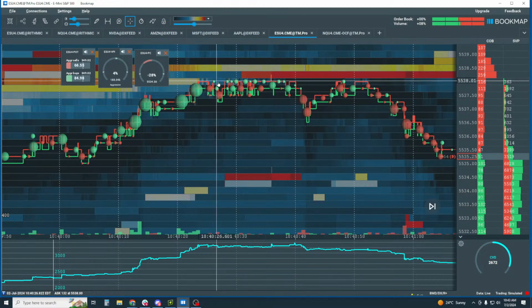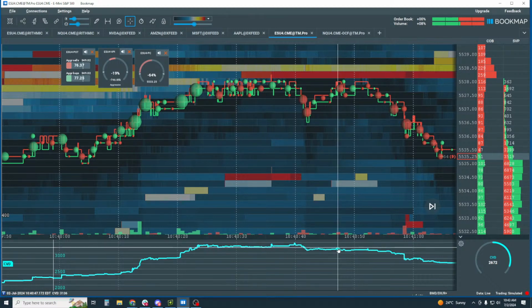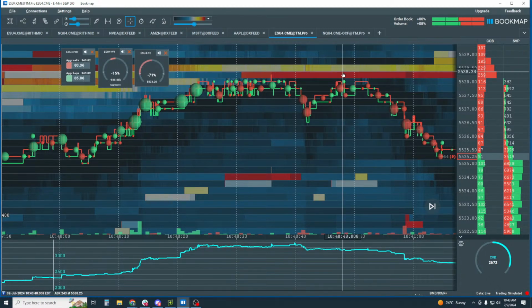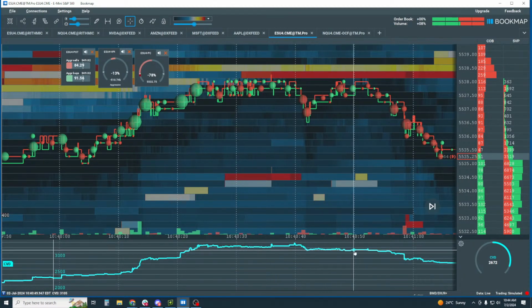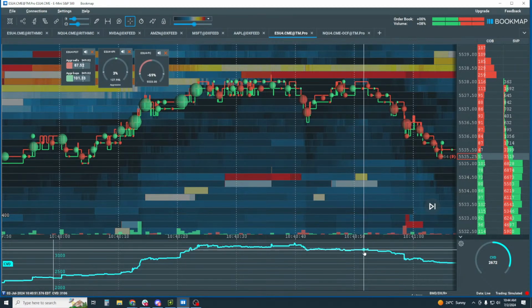And now we can look at this in here, and you can look at your cumulative volume delta down here as well. Now I'm going to cover the cumulative volume delta in here, but we don't really need it. You know that there's going to be some divergence here. You know that.